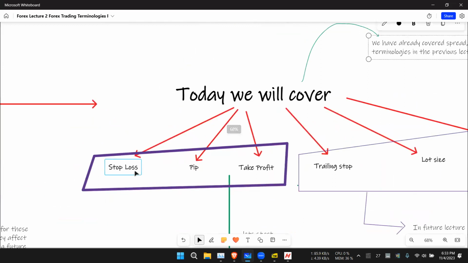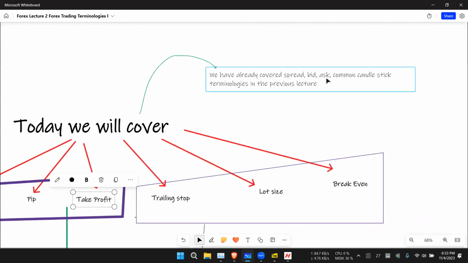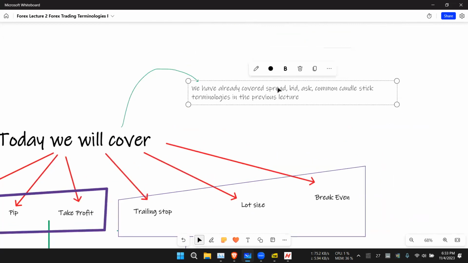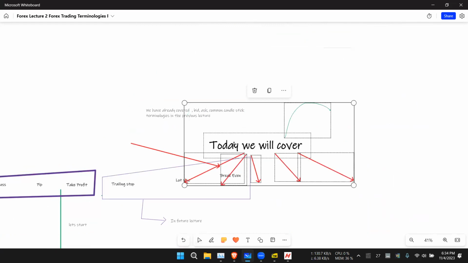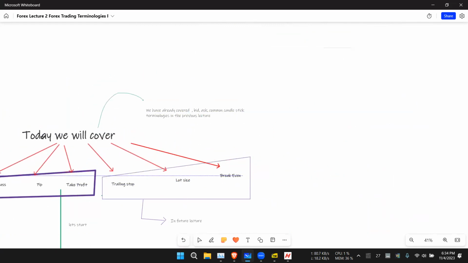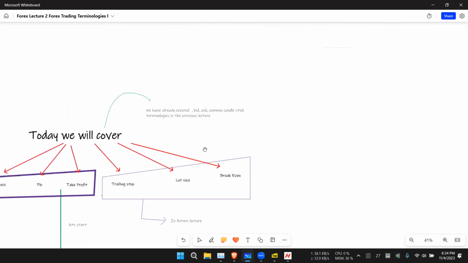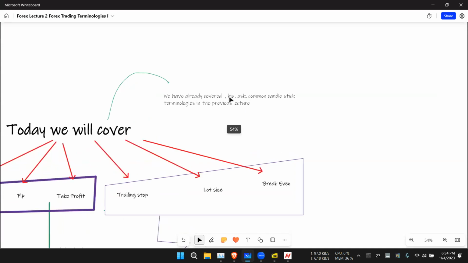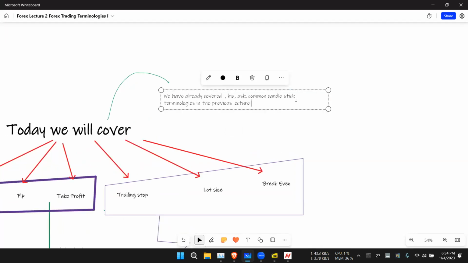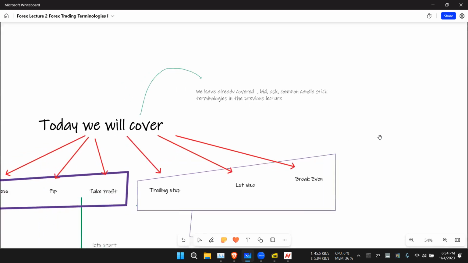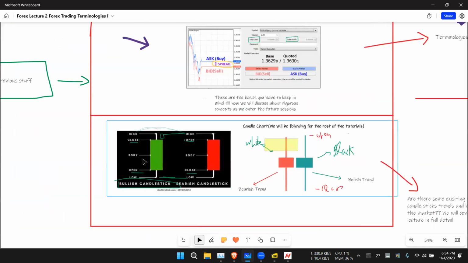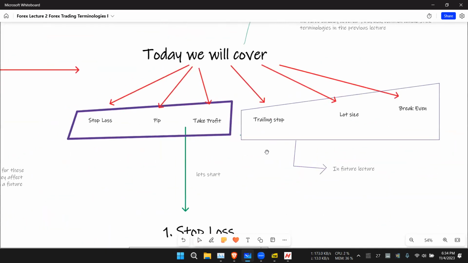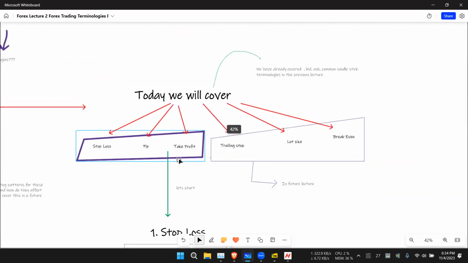Within these concepts, there are going to be small terminologies as well, like maybe the bid and ask. We already know about the spread, right? Let me just show you again. The spread is the difference between a buy and a sell, the distance between the ask and the bid price, right? We already know about the bid and the ask. We already know about the common candlestick terminologies, like the bearish candle, the bullish candle, and also the body of the candle. These kinds of stuff we already know. So any doubt in the previous concepts?